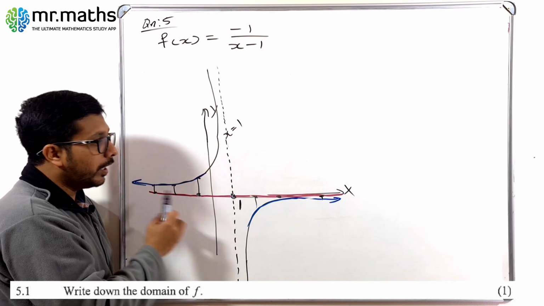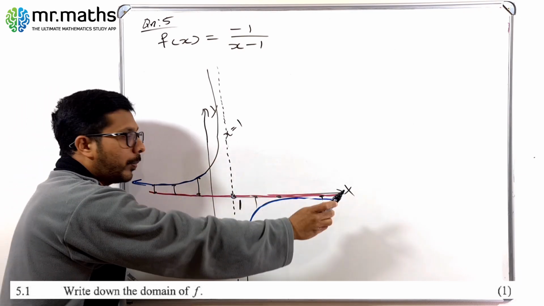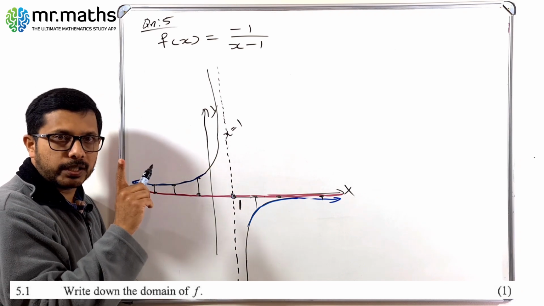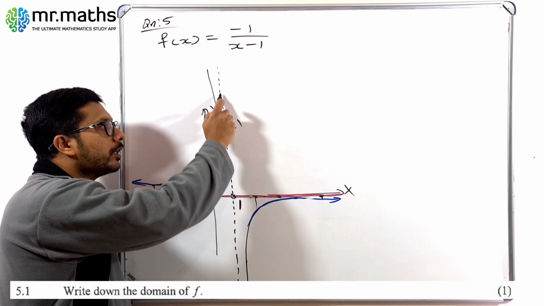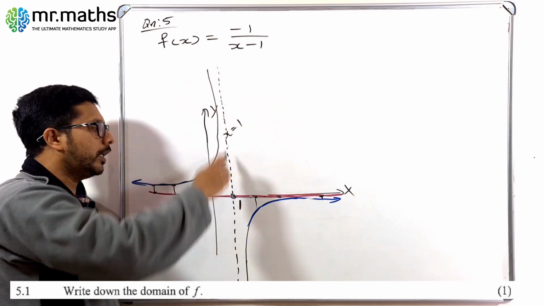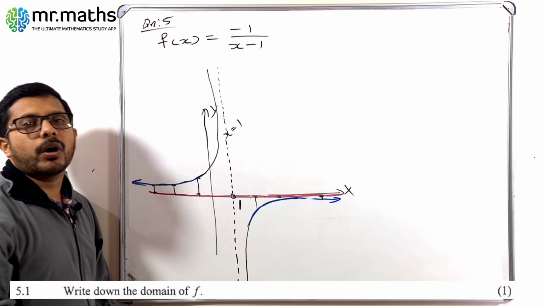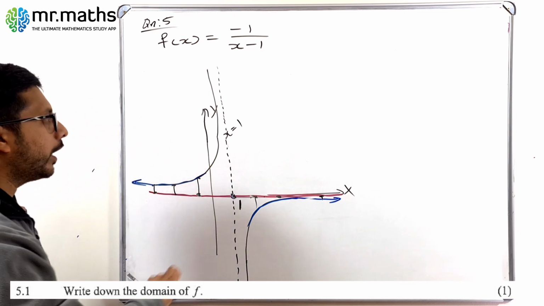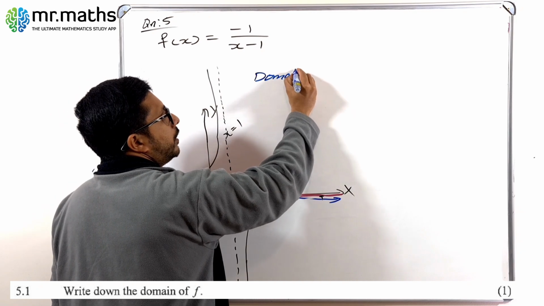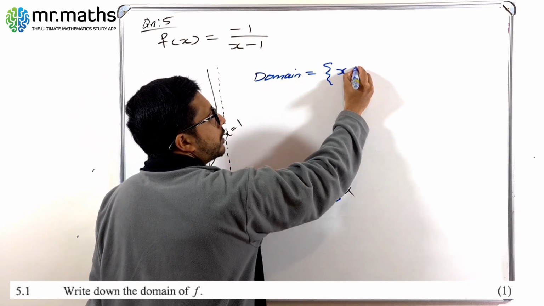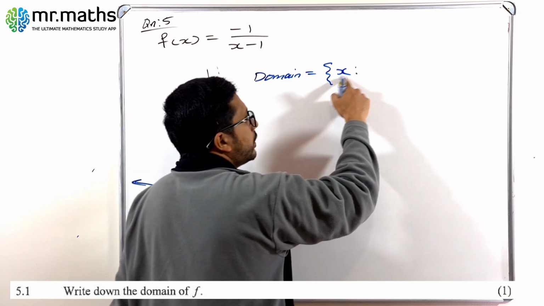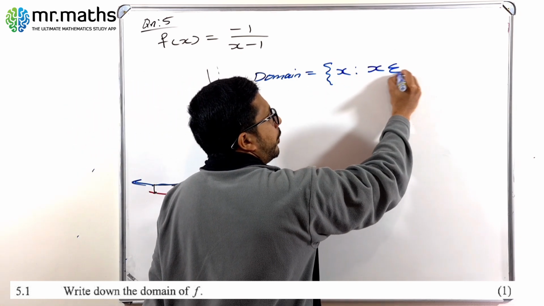So it means that x can take any real number. All of these are real numbers. But only one condition: when x is equal to 1, there is no value on the graph, or you can't find any point on the graph. So how can you write that domain? How can you write the answer? Domain is equal to the set of x such that x is an element of R.